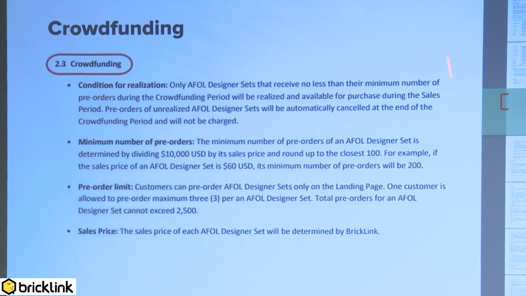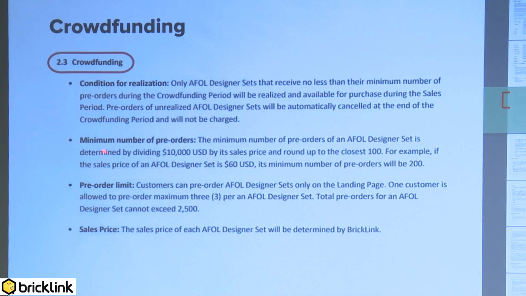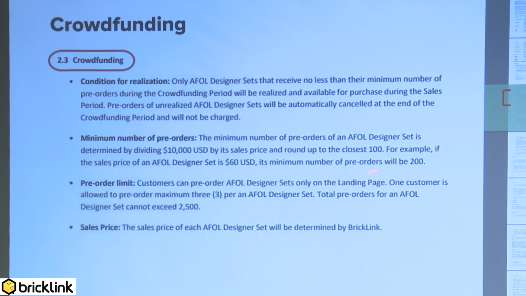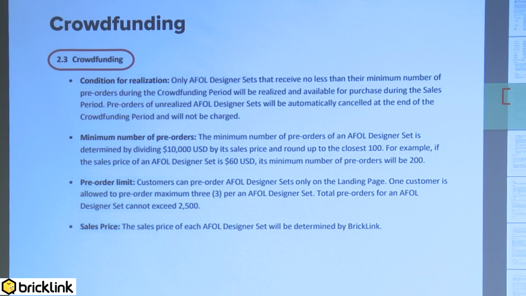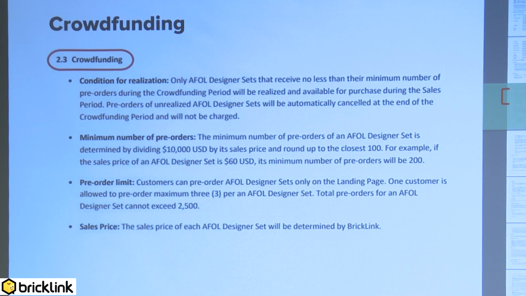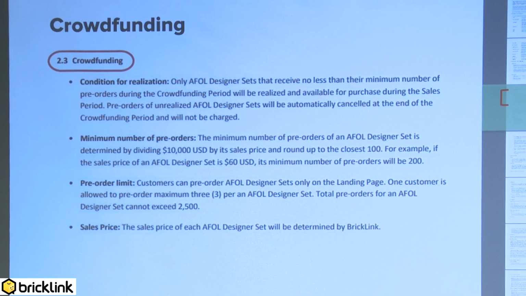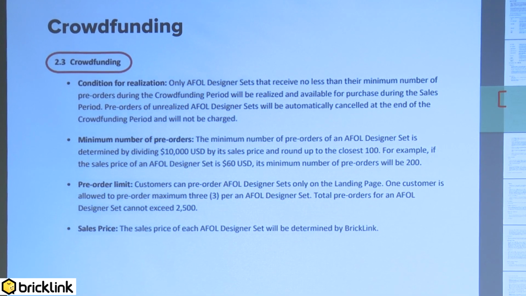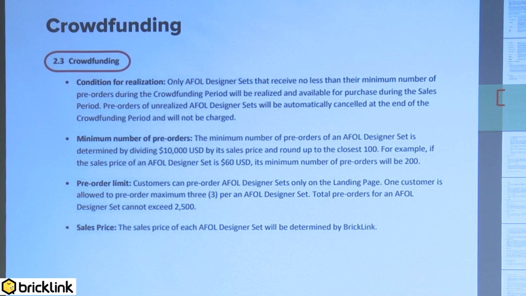The crowdfunding, this has to do with money, and it shows you what Marvin had mentioned, the threshold of $10,000, and it shows you how to calculate that for different kinds of set values. It says down here, sales price of each A-Fall designer set will be determined by BrickLink, but you can tell, it's a really big set, the range is from $20 to $200. You can tell with part count where it's going to fall in there if you need to calculate some things.